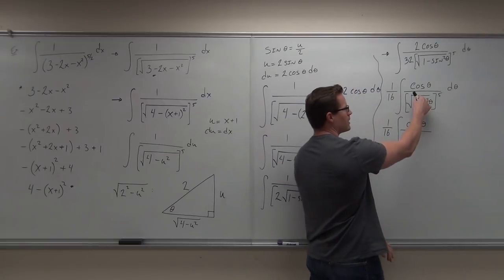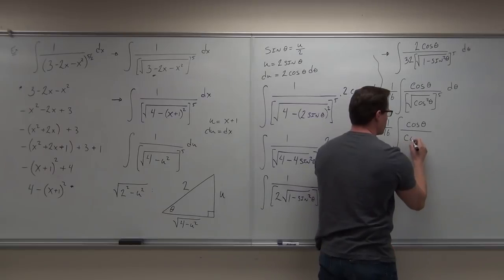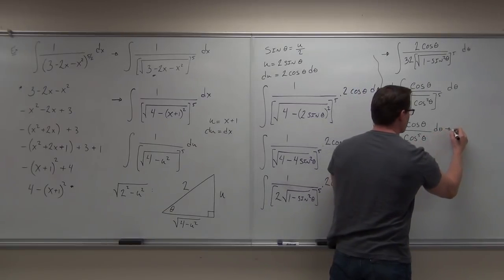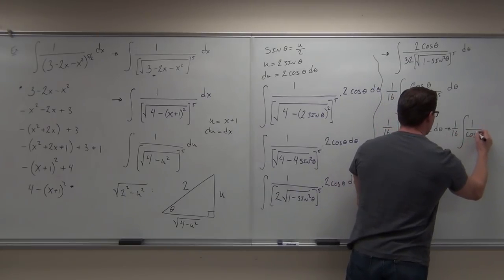Let's do this at once, okay? This gives you cosine theta times cosine to the fifth power. So 1/16 integral of 1 over cosine to the 4th theta d theta.